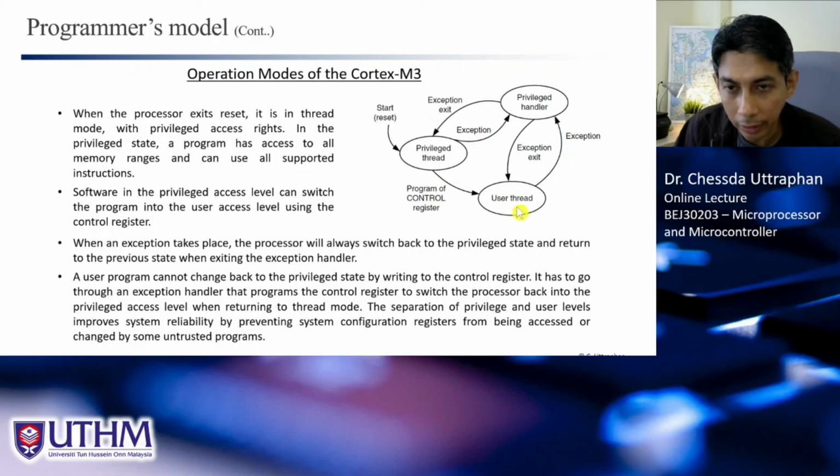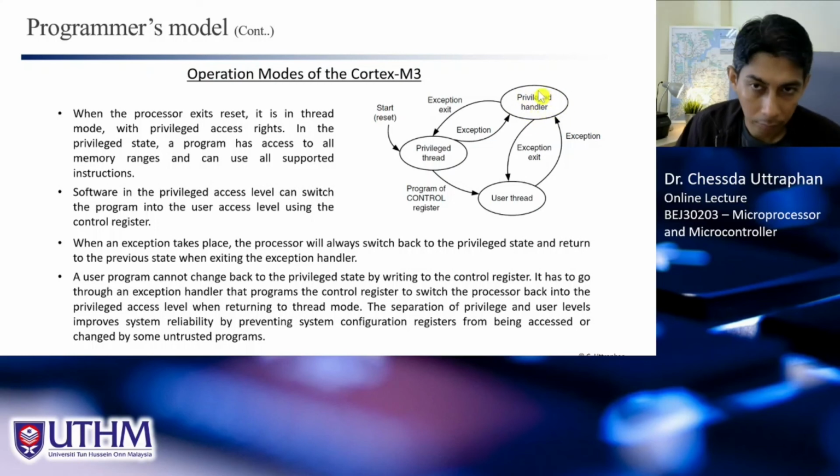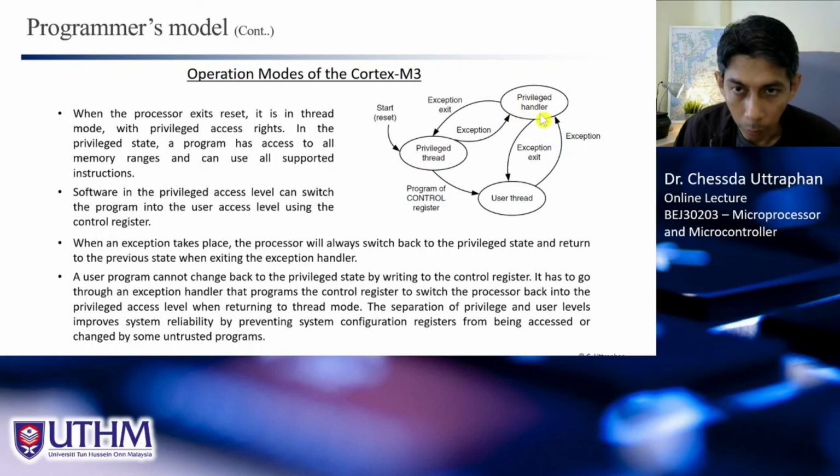In the user thread, when the interrupt comes, you need to go to the privilege handler again, right? Go to the exception handling here. So we'll change to the privilege mode again. All right, and after you exit from interrupt handling, you go back and so on and so forth. So this is done automatically by the microprocessor. No need to worry about this, right?